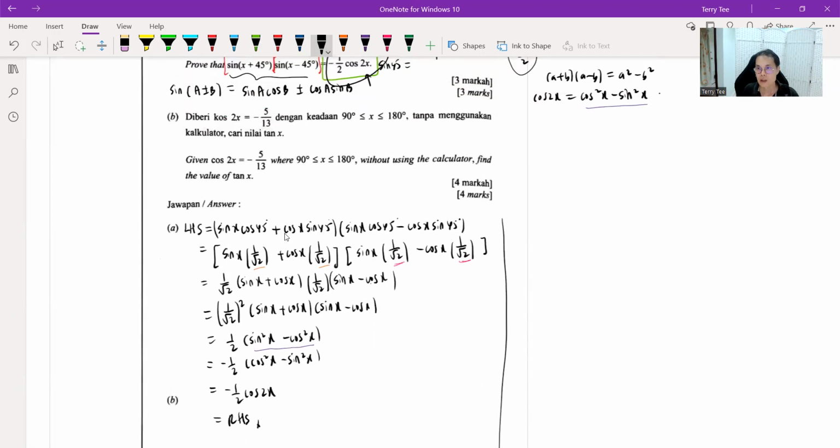Okay. All right, second one, part B, I'm going to do over here. Yeah, part B is a little bit longer. We have to draw a triangle.